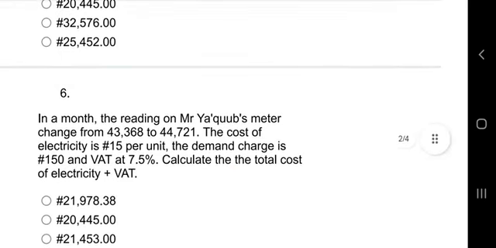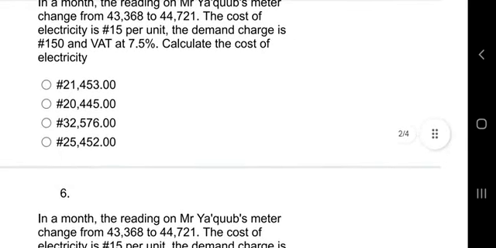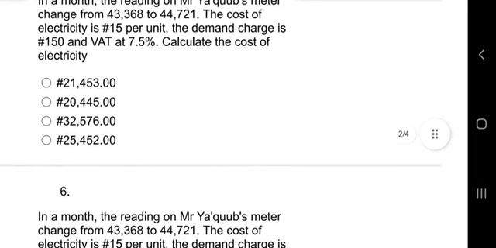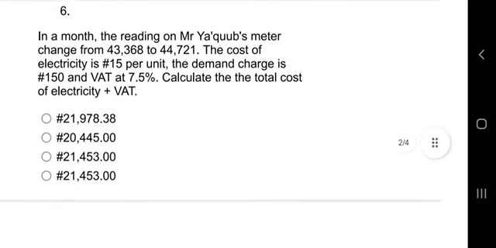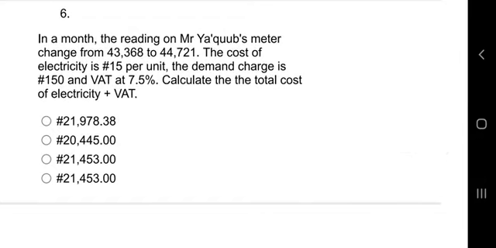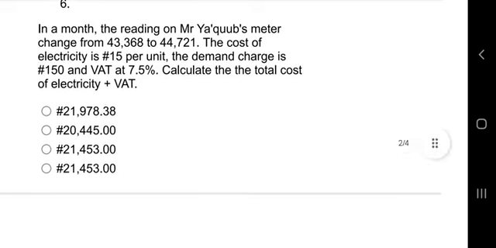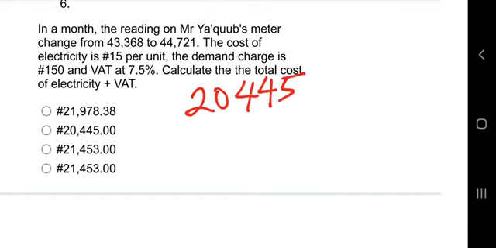As you can see, this question 5 asks us to calculate the cost of electricity, not the total cost. But the sixth question is asking you to calculate the total cost of electricity plus VAT. Some questions will not put plus VAT there, you just calculate the total cost of electricity used. So we stopped at the cost of electricity used, which is 20,445. Now we need to calculate VAT on this.